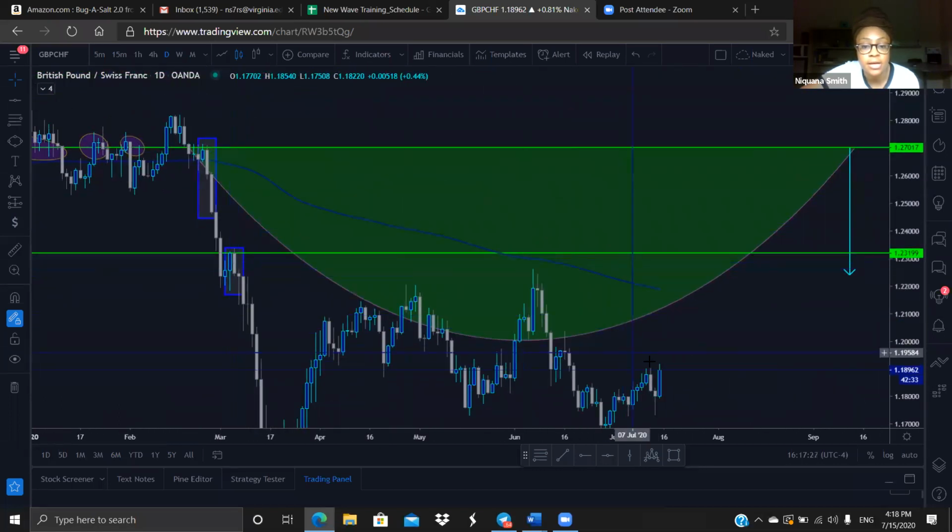This teacup is going to activate before this teacup. So this teacup is going to activate, come and sell off of this area here first before breaking through and coming up and selling off of this area. Does that make sense?